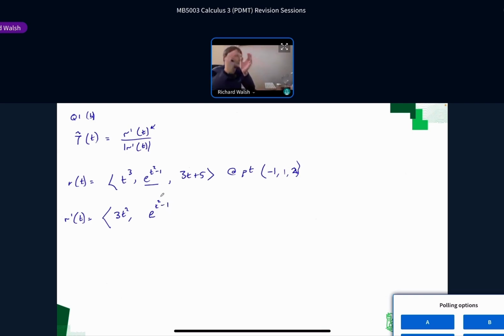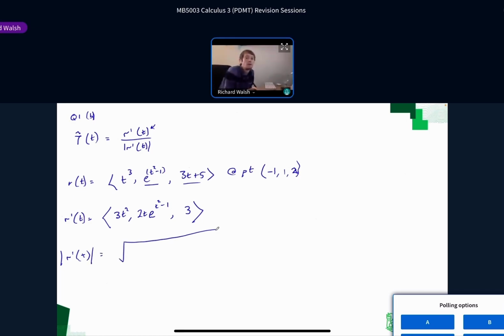But because this is what's called a composition function, it's not just a single t in the power. We need to multiply by the derivative of that inner function there. Differentiate t squared minus 1, you get 2t. Differentiate 3t, you get 3. Differentiate 5, you get 0. So that's r dash t over the magnitude. So we also need to work out the magnitude of r dash t.